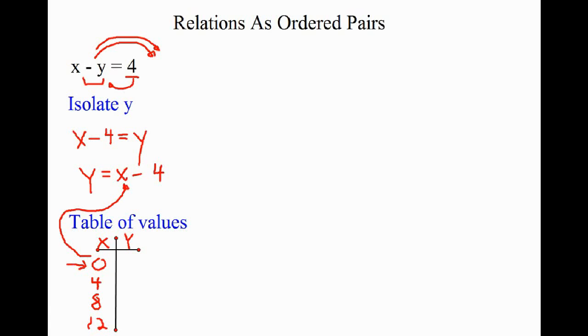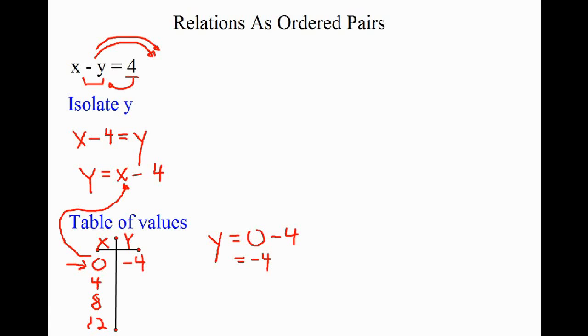So if I substitute 0 in there for x, the equation looks something like this. Instead of writing an x, I'm going to write a 0. So we have y equals 0 minus 4. Well, 0 minus 4 is negative 4. So if x is 0, y has to be negative 4.